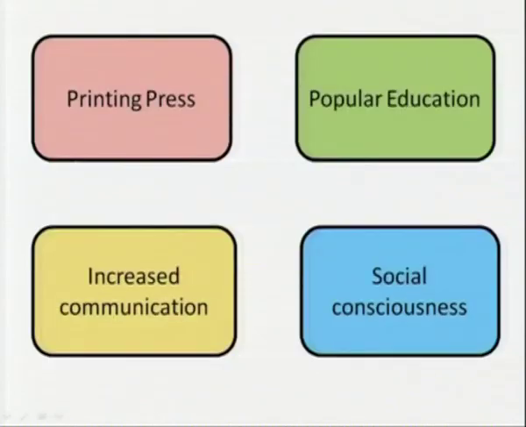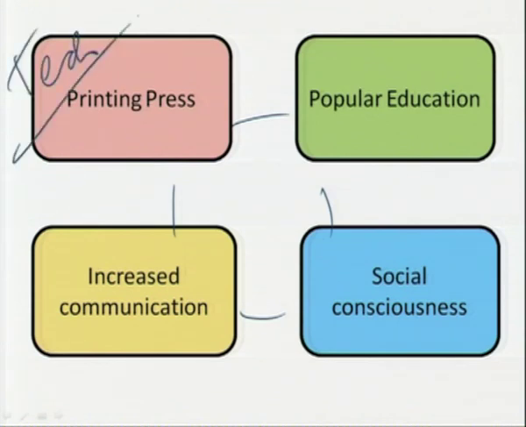Here we find that in the early modern period, which is our next historical period, we find these factors: the coming of the printing press and popular education, with increased communication and increased social consciousness. Now, these are all related. I want you to look at this very carefully. Here is a technological matter. Let us call this a material technological fact, the coming in of the printing press.